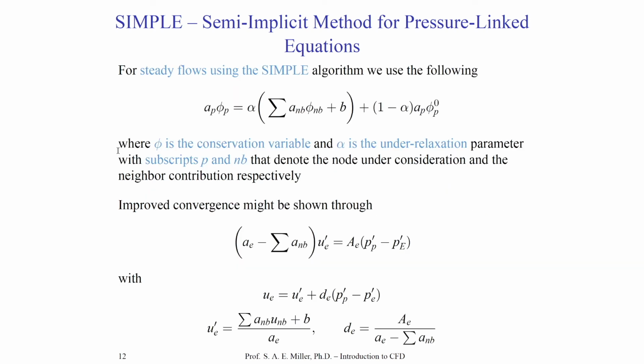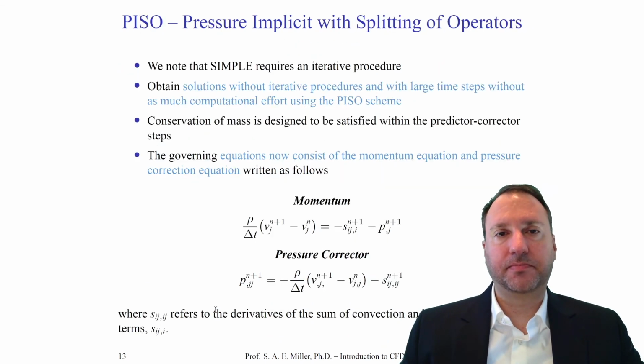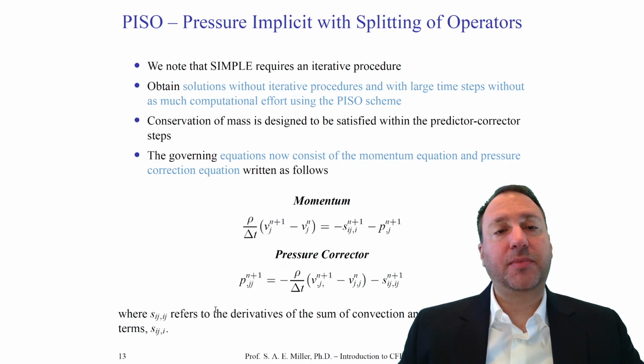Now, we can improve convergence even more through a simple little method. We can write A sub E minus sum of A and B of UE prime goes as AE of P prime P minus PE prime. Then U sub E will be U sub E prime plus DE times P prime P minus PE prime. This last point is simple and not that important in the big picture. What is important is the overall algorithm. You'll see there's certain advantages to this SIMPLE, but you'll also note that it's an iterative procedure, and it's semi-implicit.